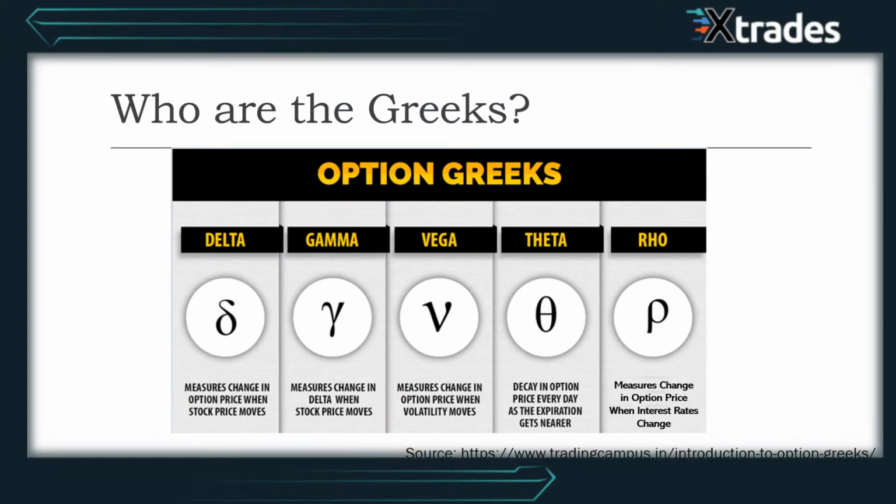All right, Greeks. There are 5 main Greeks that I'm going to talk about right now. Hopefully you guys are already familiar with this. We have delta, that measures the change in option price when stock price moves. Delta is always going to be from 0 to 1. Let's just say delta is 0.5, and say that your stock price moves up $1, that means that the option's price is going to move up by half of that, so it's 50 cents.